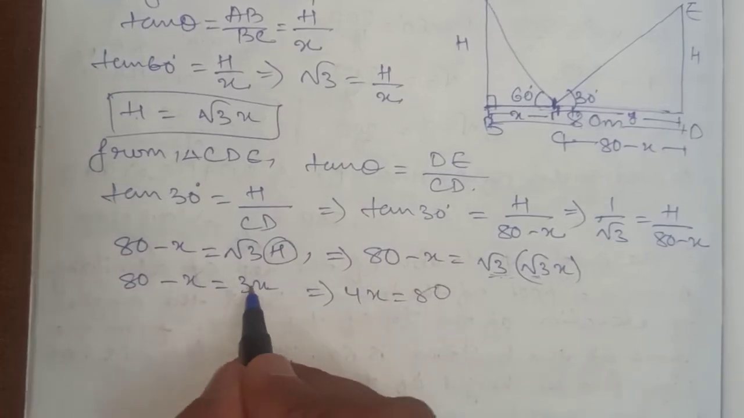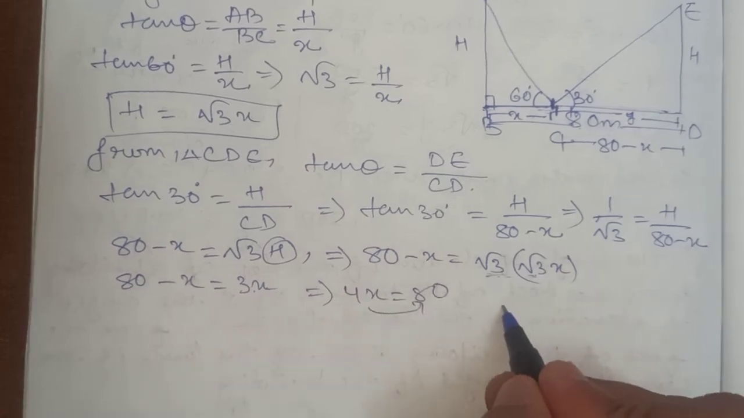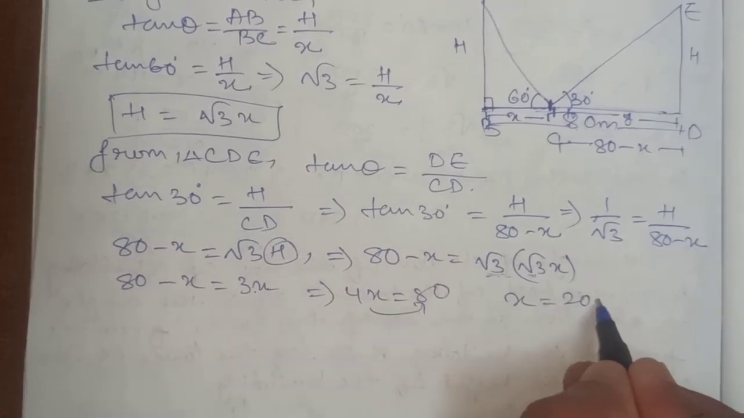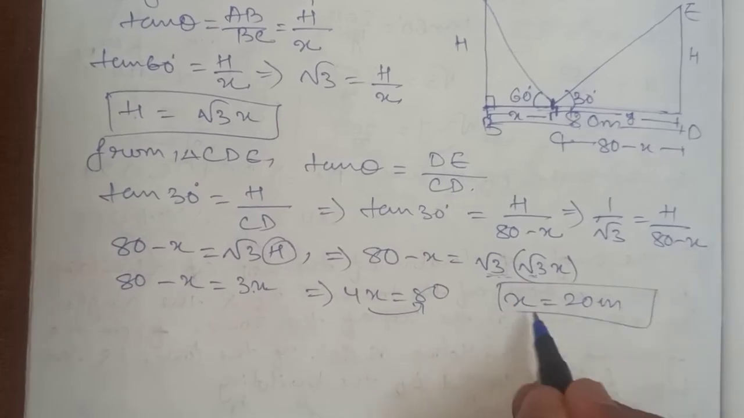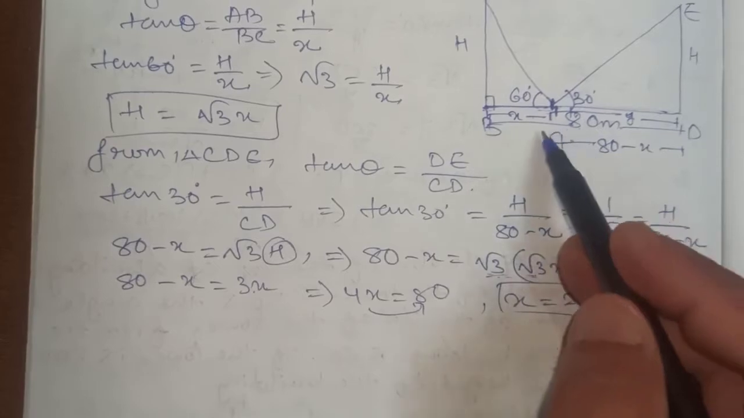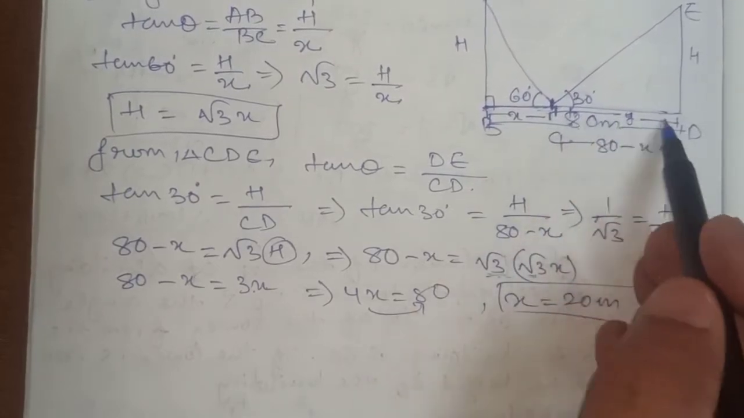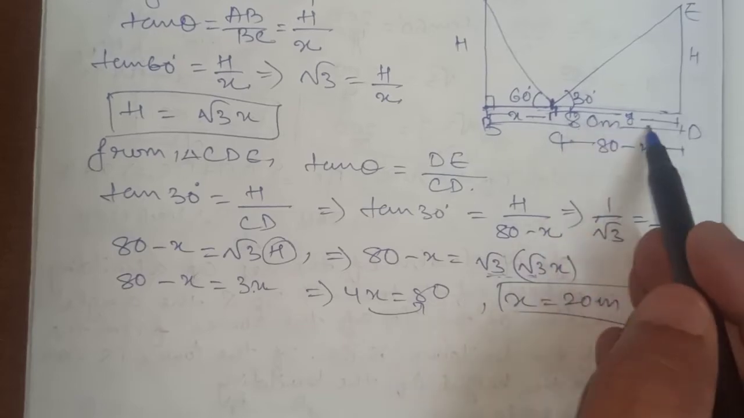4x equals 80, because 3x plus x is 4x. Divide by 4, and x equals 20 meters. So the distance between this is 20. So the distance between the other half is 60, because 80 minus 20 is 60.